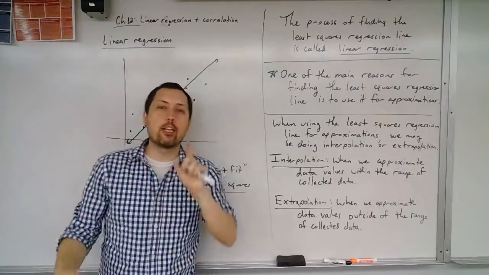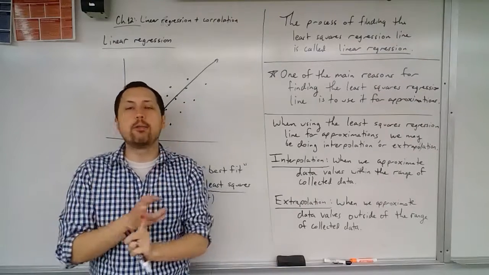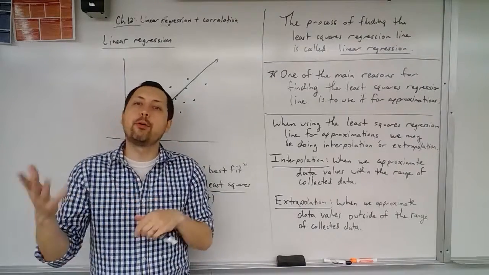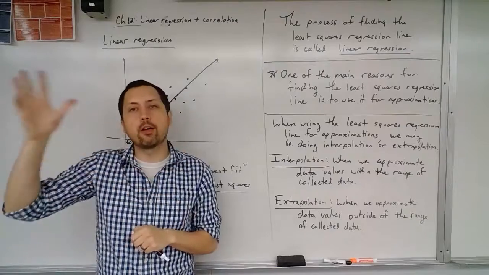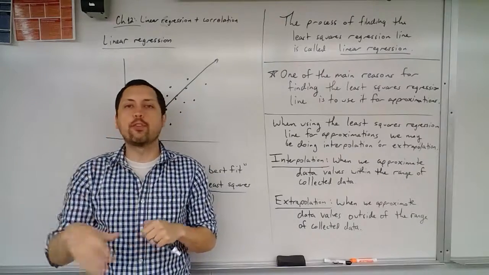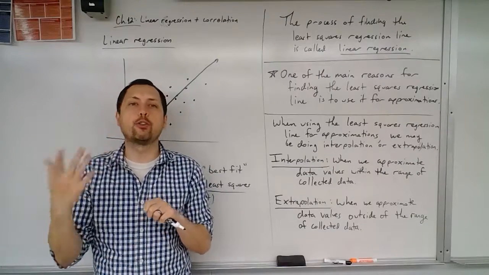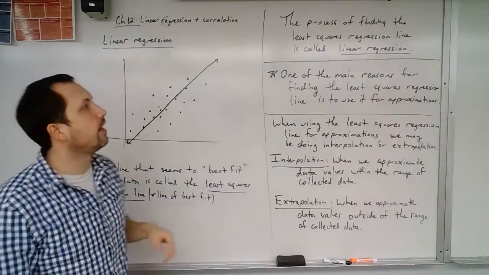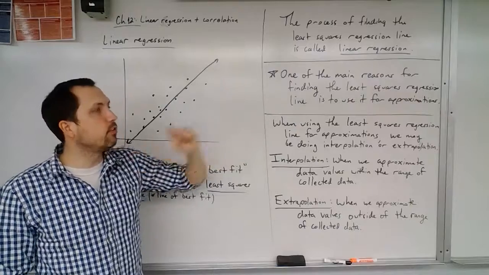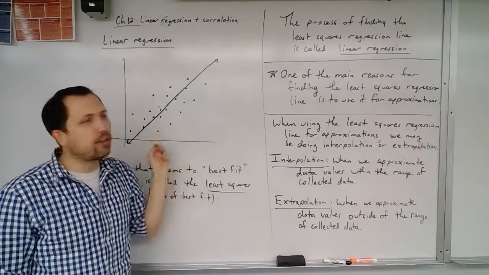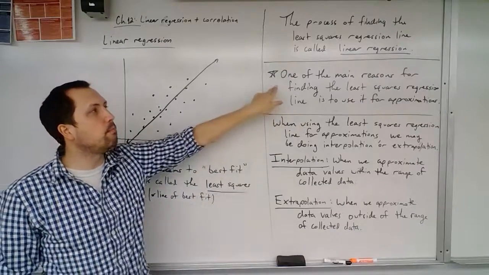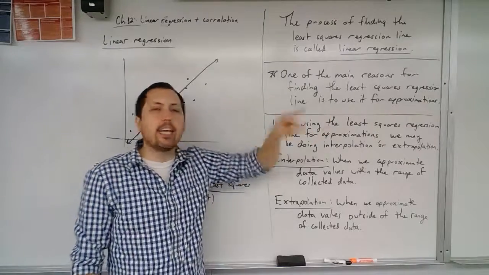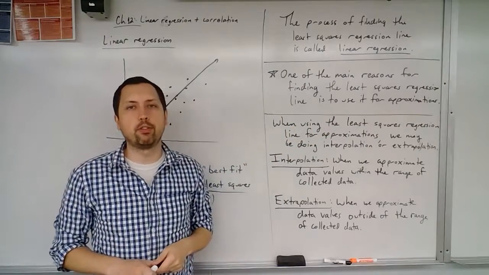You could do other things like logarithmic regression or exponential regression, in which you try to find a logarithmic function or an exponential function, or even a quadratic regression, where you're trying to find a quadratic that models this. So we have linear regression for the line. Now, one of the main reasons why we care about this line, because yes, we can find this line, it's great, it's cool, is to use it for approximation purposes.